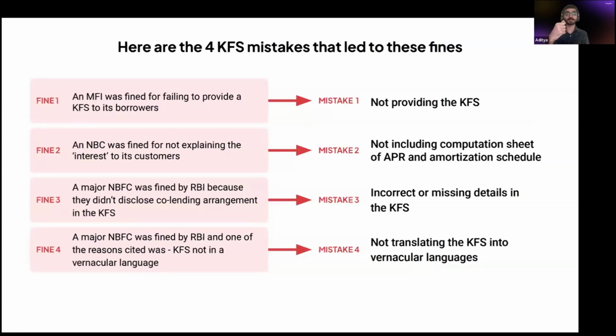Mistake 1 was a result of a failure to provide KFS. Mistake 2 was a result of not including the computation sheet of APR and amortization schedule as part of the KFS. Mistake 3 was incorrect or missing details in the KFS. And mistake 4 was not translating the KFS into a vernacular language. We'll tell you exactly how to solve this, and we'll give you operational ways and operational techniques that you can use to actually technically solve this in your flows.